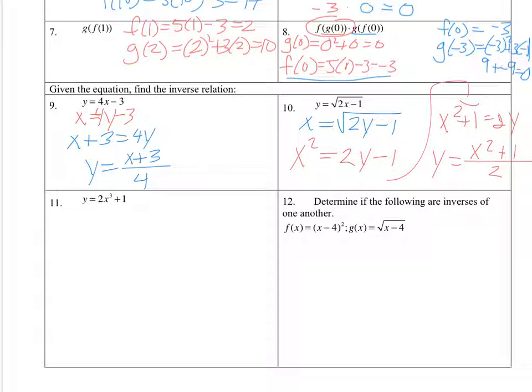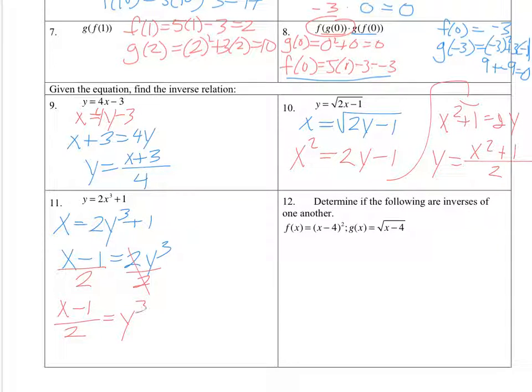Okay, number 11. We are looking at another one of these, so y equals 2x cubed plus 1. Let's rewrite this as x equals 2y cubed plus 1, which means x minus 1 is equal to 2y cubed. I'm going to take the cube root of both sides. But first, let's divide by 2, because I really don't want to keep that 2 in there. It's going to make a mess. And when I do that, we get x minus 1 over 2 is equal to y cubed.